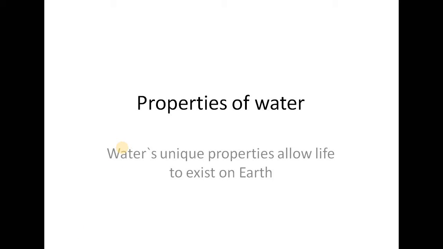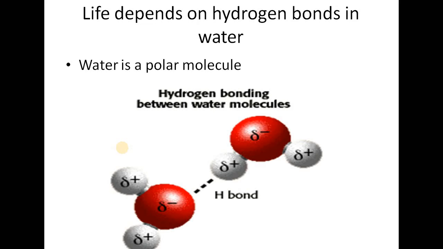Now, water's unique properties allow life to exist on Earth, and these specific properties allow us to live on Earth. They allow other animals that are living in water, in seas and oceans, to survive. The first property is that hydrogen bonds in water make water a polar molecule.